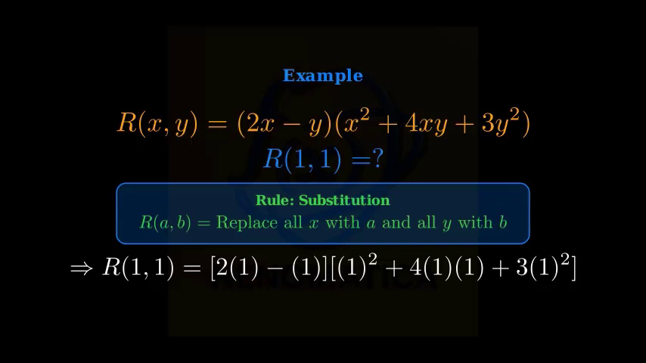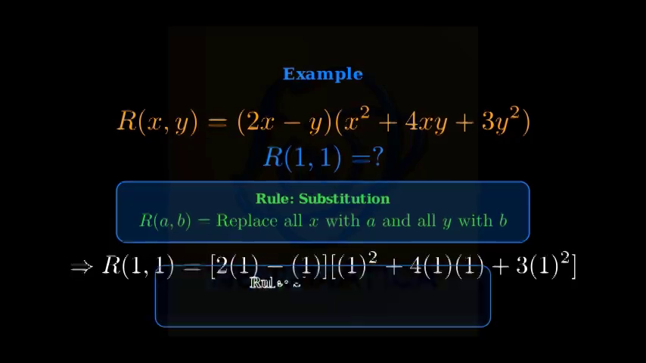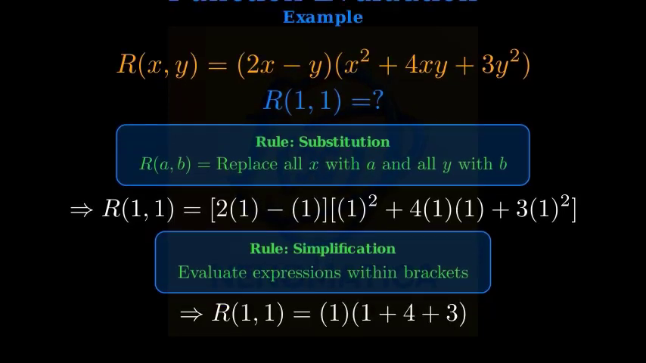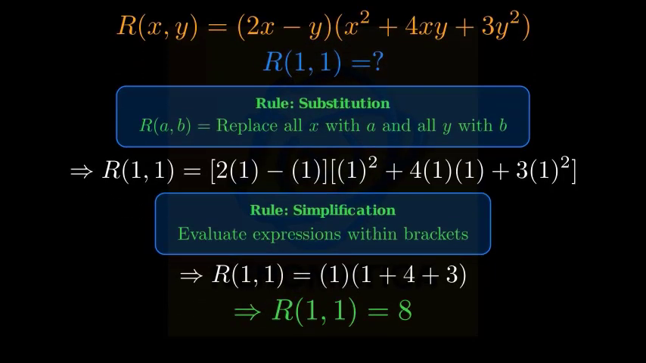The expression becomes 2 times 1 minus 1, multiplied by the quantity 1 squared plus 4 times 1 plus 3 times 1 squared. This simplifies to 2 times 1 minus 1 times the quantity 1 plus 4 plus 3. Let's simplify this further. The first part, 2 times 1 minus 1, equals 1. The second part, 1 squared plus 4 times 1 plus 3 times 1 squared, equals 1 plus 4 plus 3, which equals 8. So we have 1 times 8. So our final answer is r of 1, 1 equals 8.